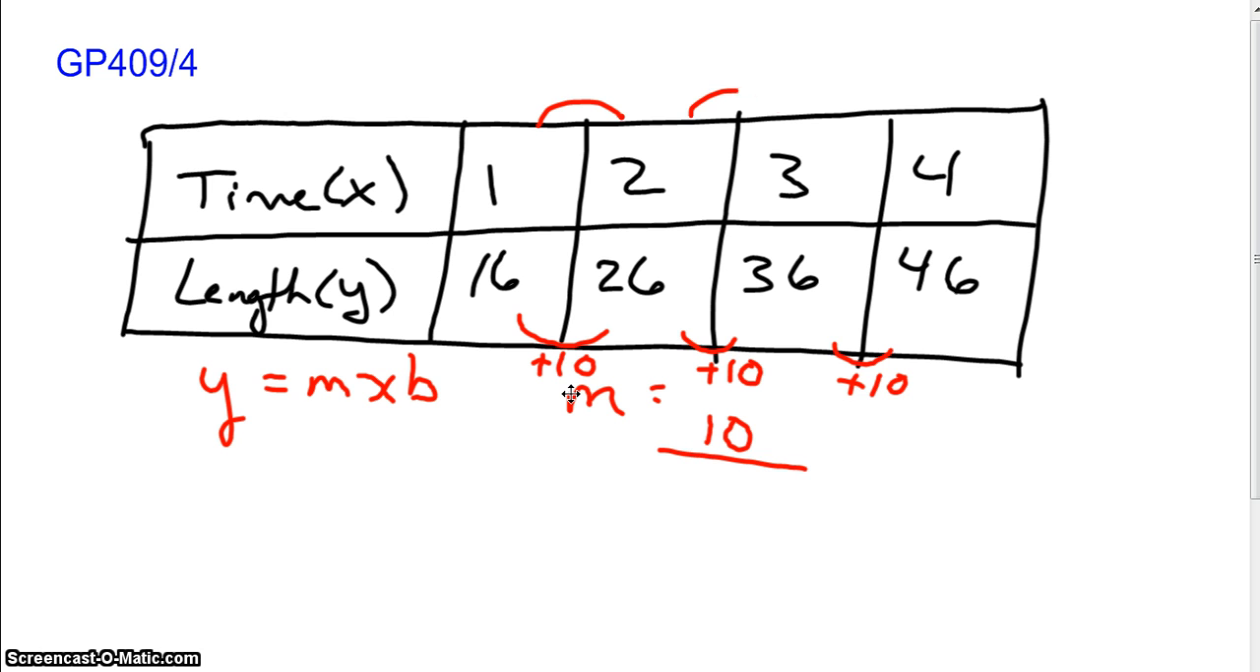And what's the change here? 1. Plus 1, plus 1, right? We're going to the right, so 10 over 1. So what is our slope, Jeremy? 10 over 1. And we can simplify that and just say 10. So we have 10x, and we just need to find b.